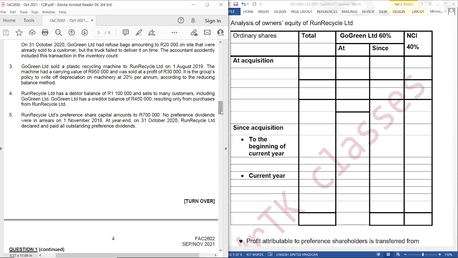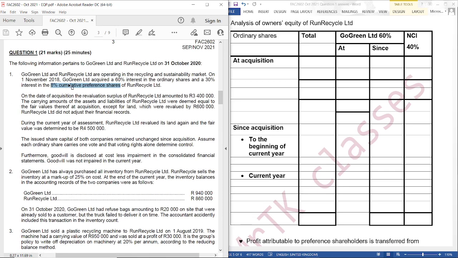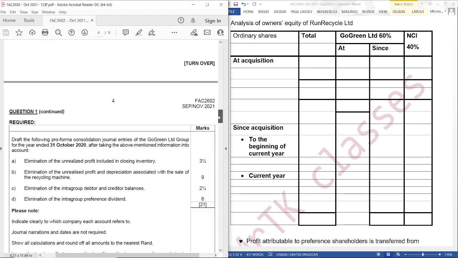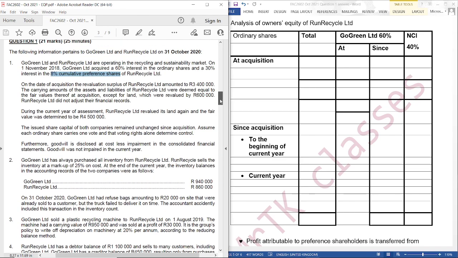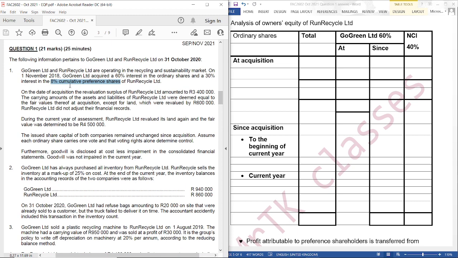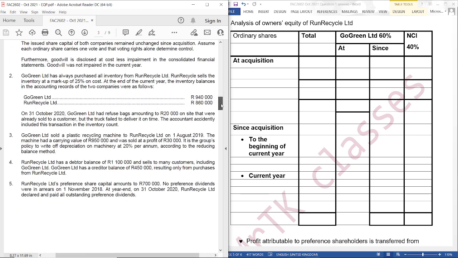So they paid for 2 years because these are cumulative preference shares. Dividends for the previous year were skipped, so they were paid in the current financial year, because if dividends are skipped, they will be paid when profits become available. So the percentage is 8%, and the amount of preference share capital is 700,000.